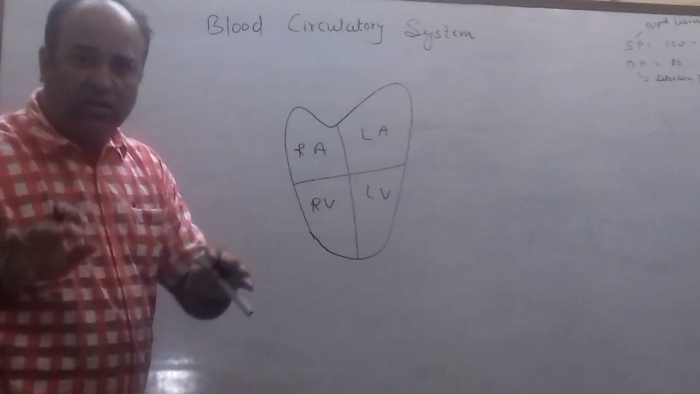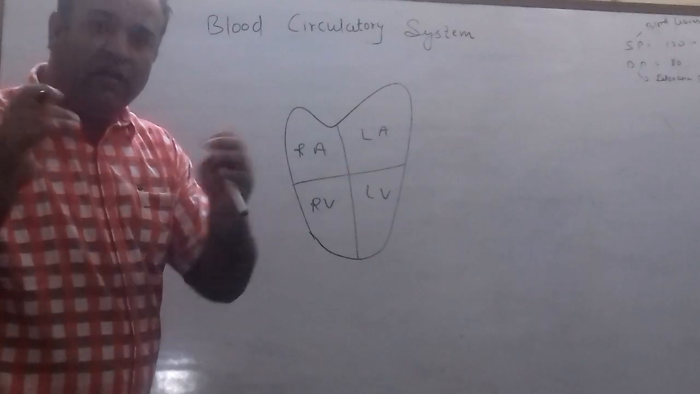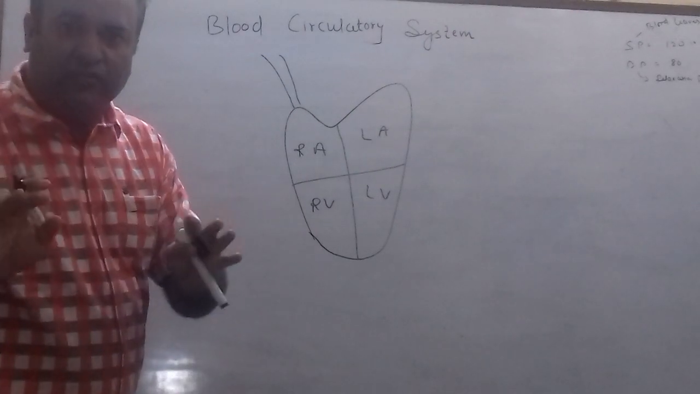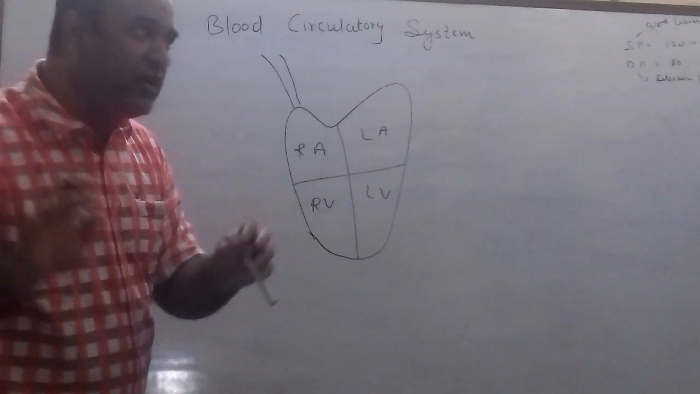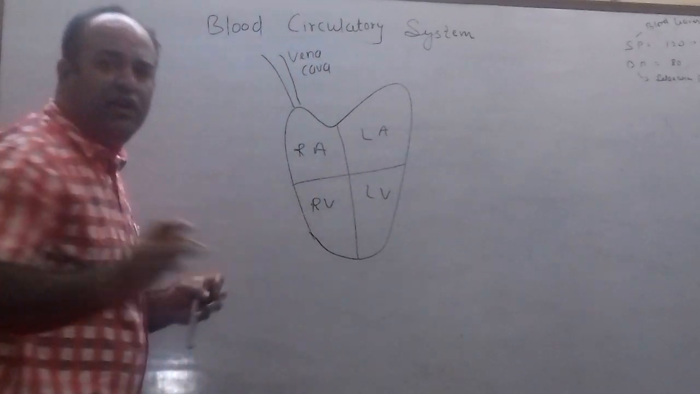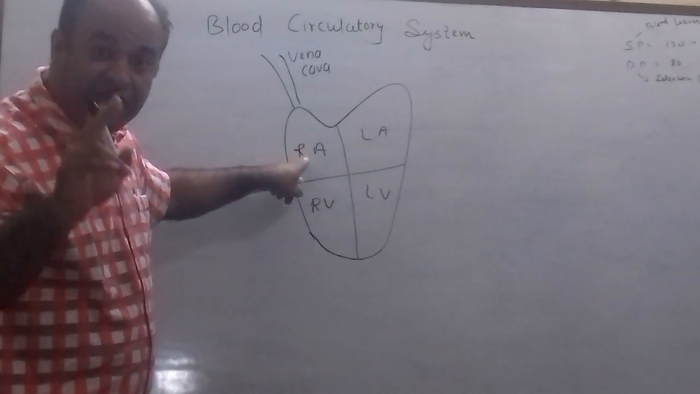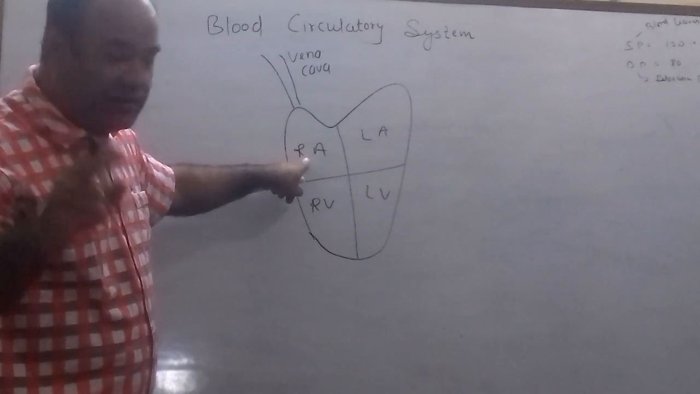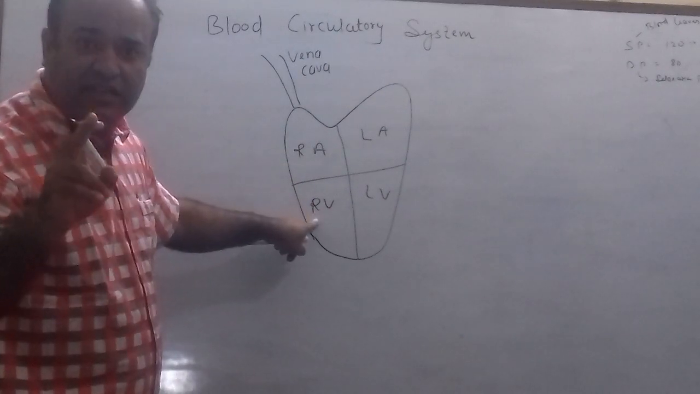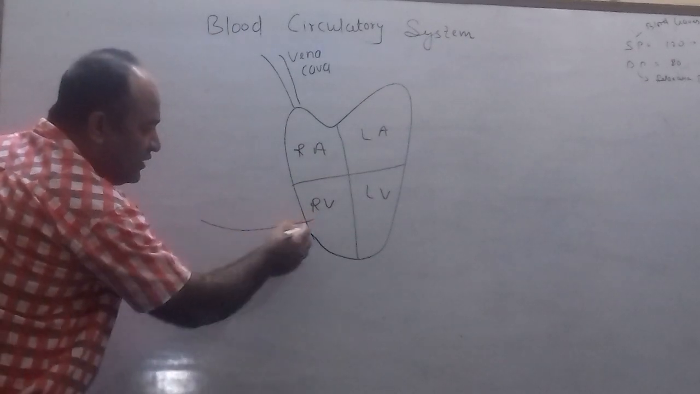Now the blood will come into the heart. The dirty blood from our body will come through the largest vein in our body, which is the vena cava. What is the meaning of dirty blood? The deoxygenated blood will come through the vena cava. First of all, the dirty blood will reach the right auricle. Through the right auricle, it will reach the right ventricle.